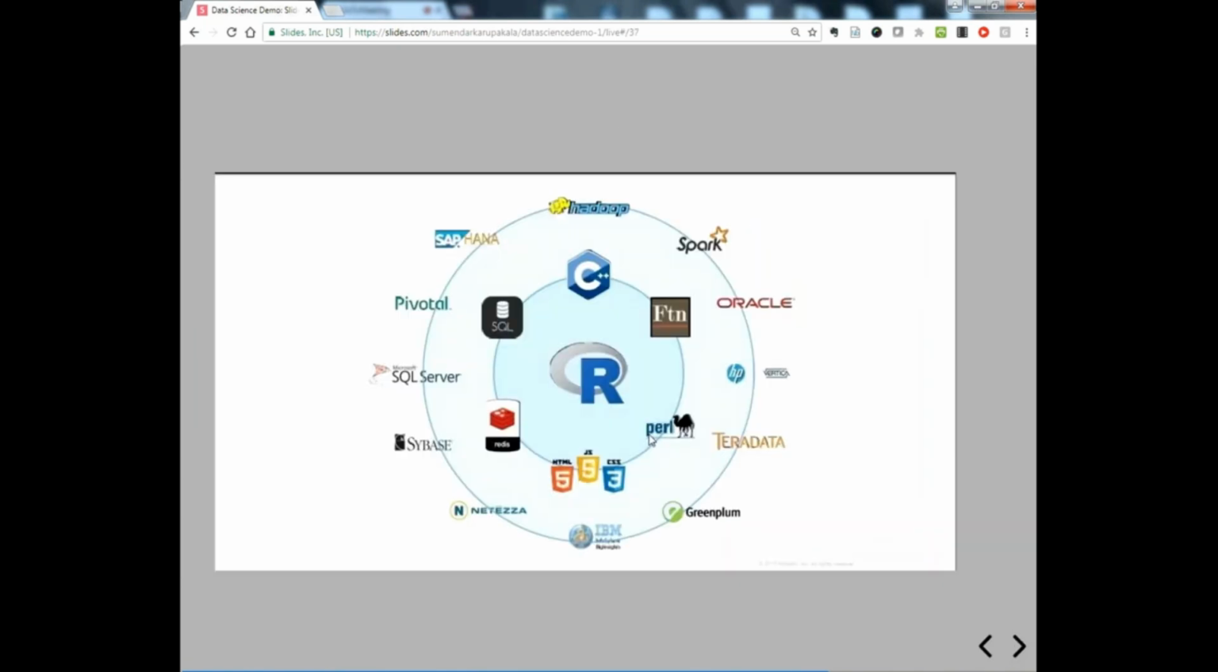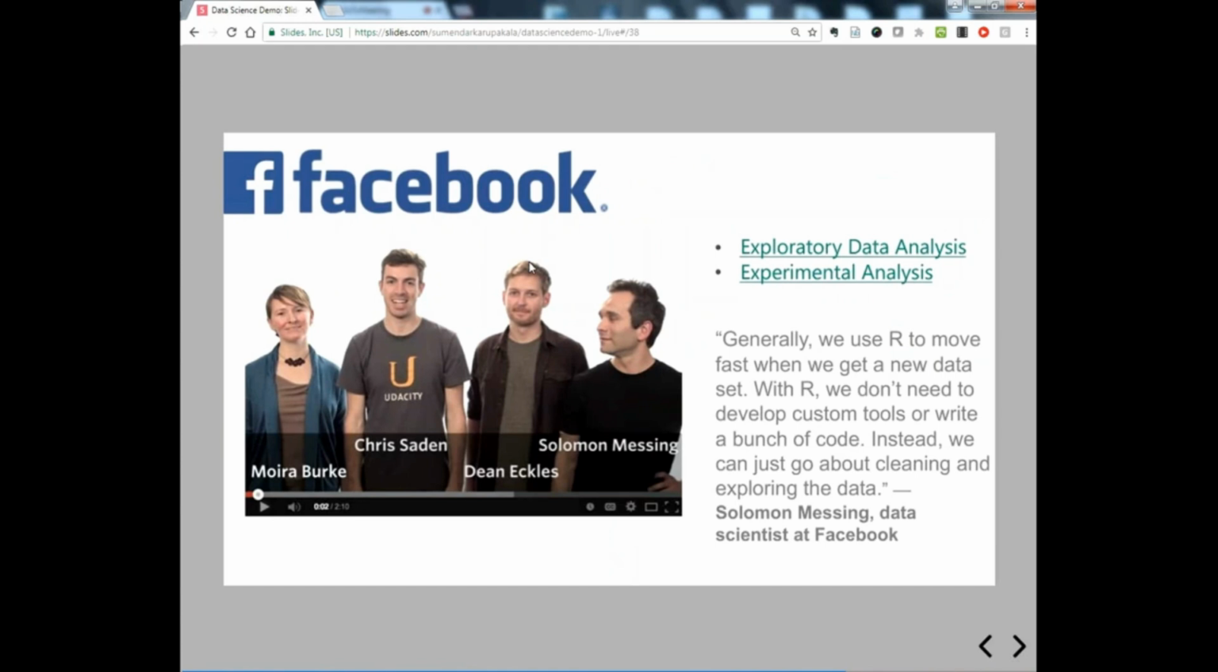So R is also integrated with a lot of technologies. This is also one of the main advantages of why we are choosing R. It can integrate and take data from SQL, it can integrate with the C++ programming language, and it can also handle data from Hadoop and Spark, and RDBMS languages like Oracle and all those things. And Facebook is using R for exploratory data analysis, for their development of some tools.